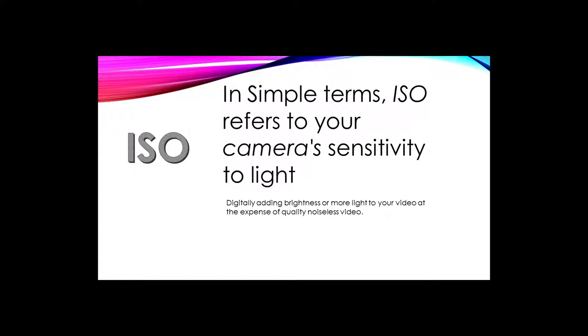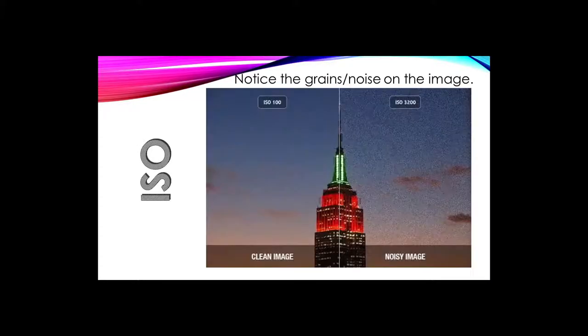So if you're in a dark environment, for example, some people will crank up their ISO, hoping to get a brighter image. This is the camera doing its best to digitally enhance whatever it's seeing, just to get what you want. But this often happens at the expense of having good video, because the more you increase your ISO, the more noise you get.